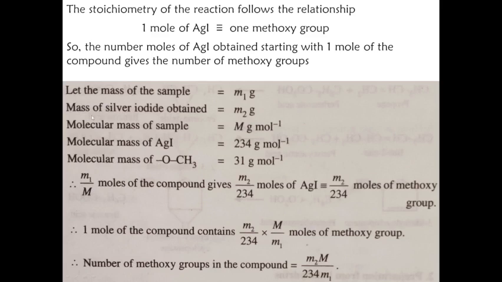Now the mass of the silver iodide is M2. The molecular mass of the silver iodide is 234. So the number of moles of silver iodide is M2 divided by 234.